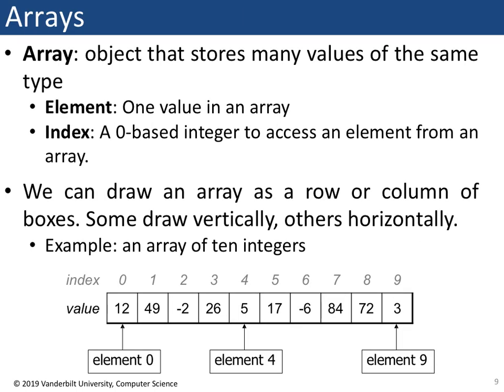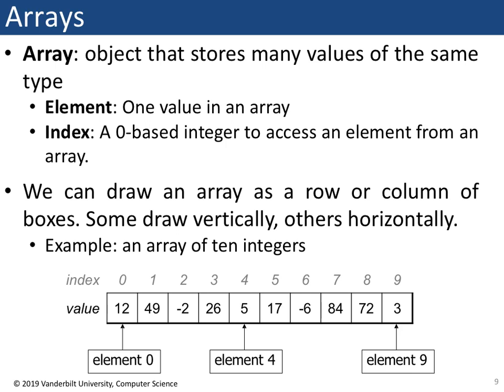So, a quick rehash on the terminology. First of all, an array is an object that is able to store many values of the same type. We call each of the individual locations an element, and we address those locations using an index. So given an array and an index, we know which element we are attempting to look at.